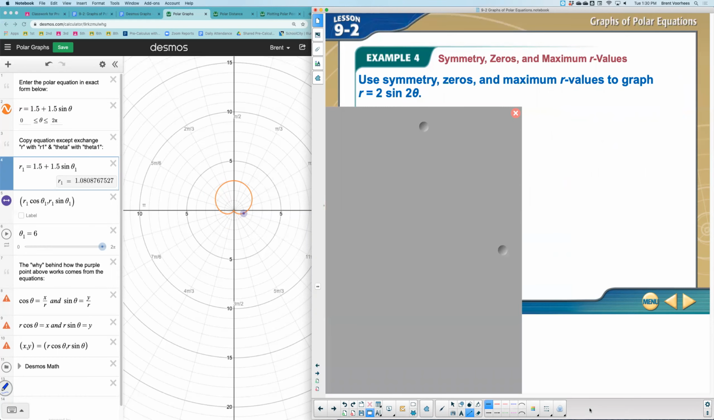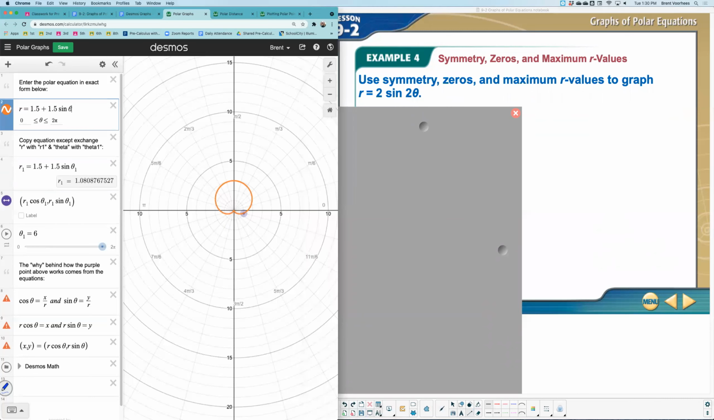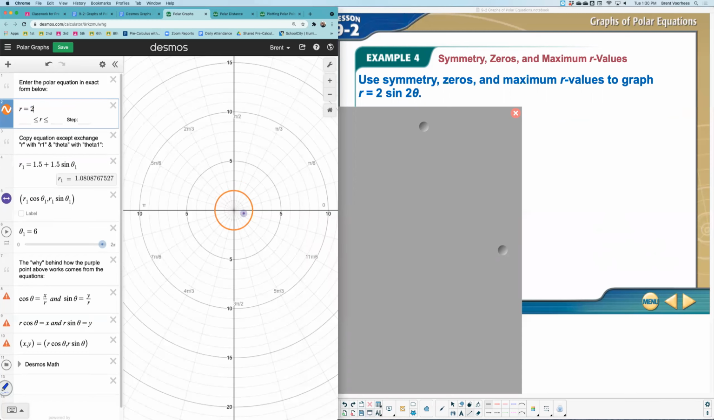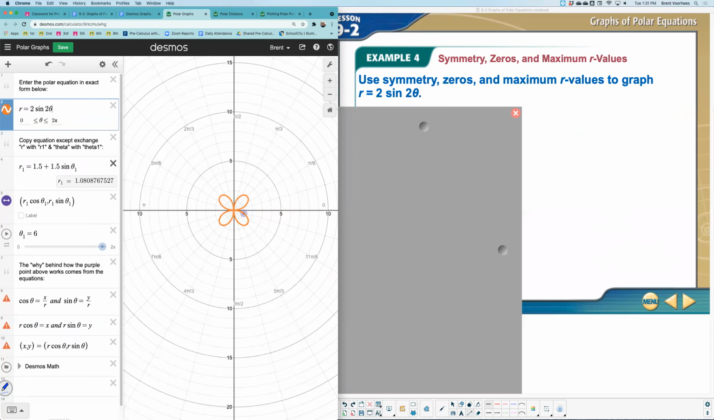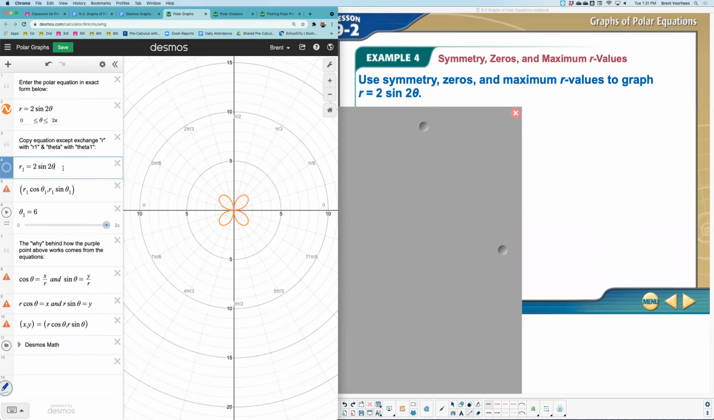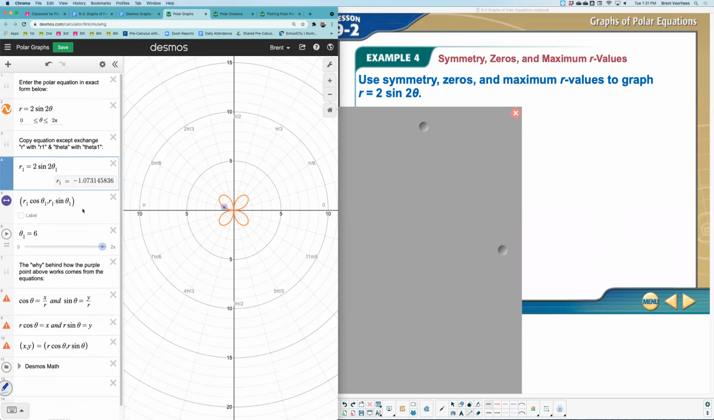All right, so now we're going to get into a little bit more of the algebra here. It says use symmetry, zeros, and maximum r values to graph r equals 2 sine 2 theta. So I'm going to come to my calculator here, and I'm first just going to graph it. r equals 2 sine 2 theta. And what we see is what's called a rose here. I'm also going to copy this and place it in this location here and just put a 1 after. And so we have this full graph.